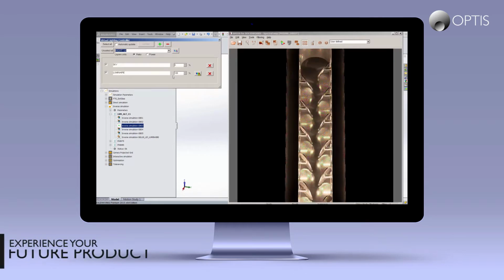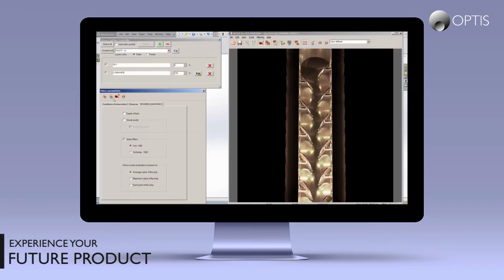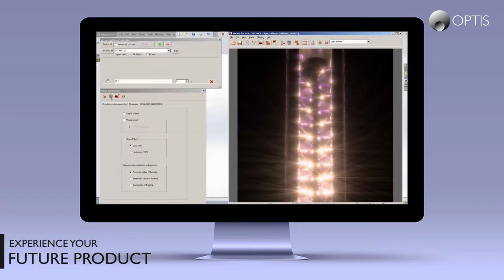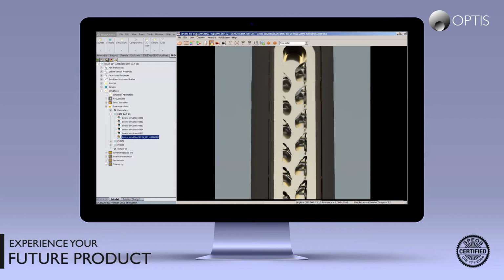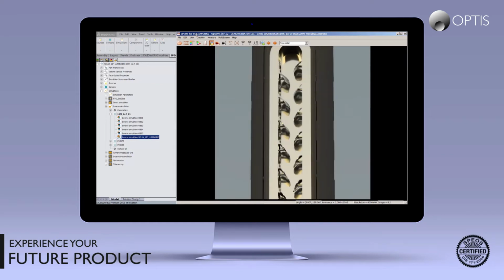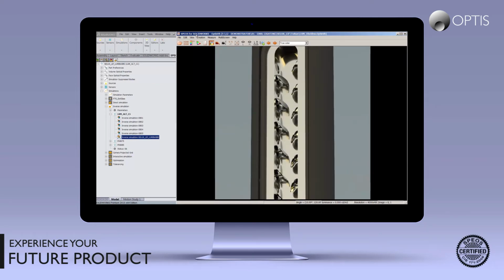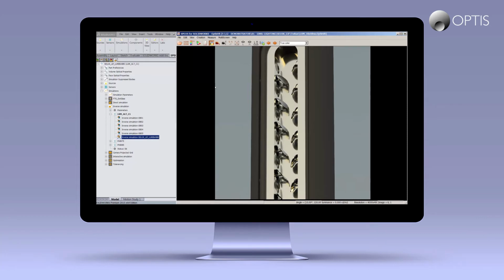The advanced, high-performance light propagation ensures a true representation of your future product in any natural or artificial environment, day or night. SPEOS for SOLIDWORKS is certified by the CIE, International Committee of Light. It means you can rely and take decisions on what you virtually created.